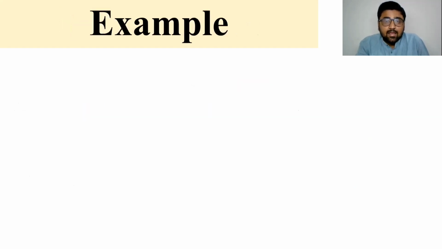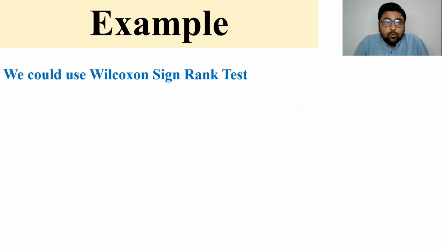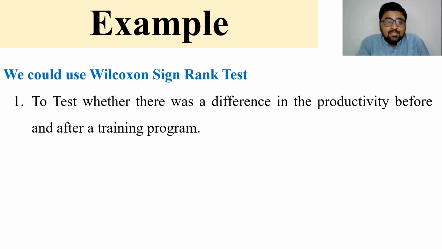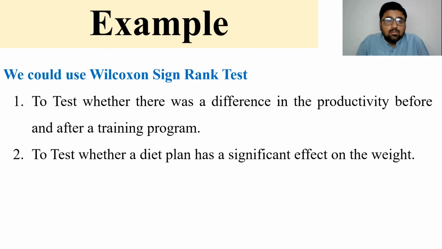Now let's take some examples. We could use Wilcoxon Sign Rank Test to test whether there was a difference in the productivity before and after a training program. To test whether a diet plan has a significant effect on the weight. So here we are collecting the data at two different points of time, and then we compare whether there is any significant difference or not.